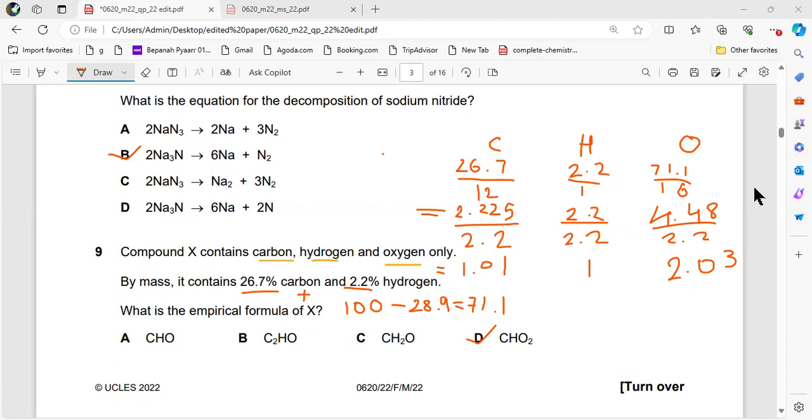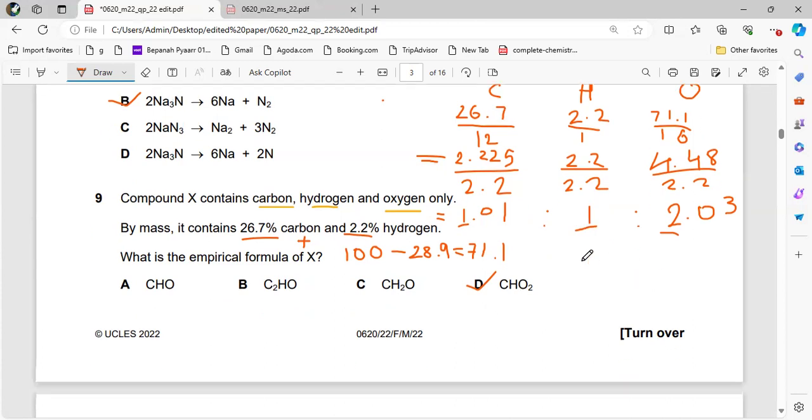Okay. So if we consider whole numbers, we will ignore the values after the decimal point. Okay. So it is 1 is to 1 is to 2. So that is one carbon atom, one hydrogen, and two oxygen. So the formula will be option D, CHO2. Okay.